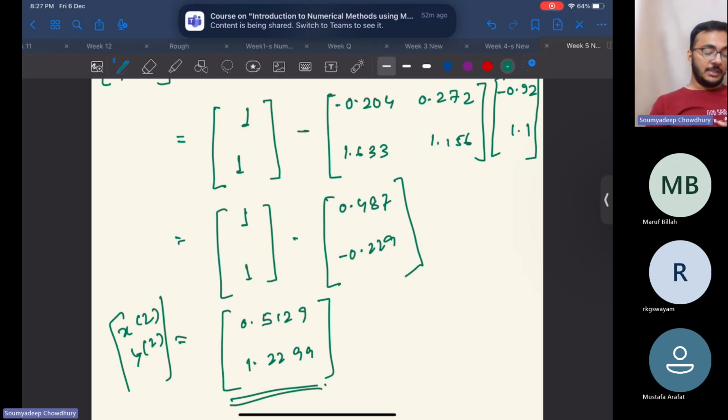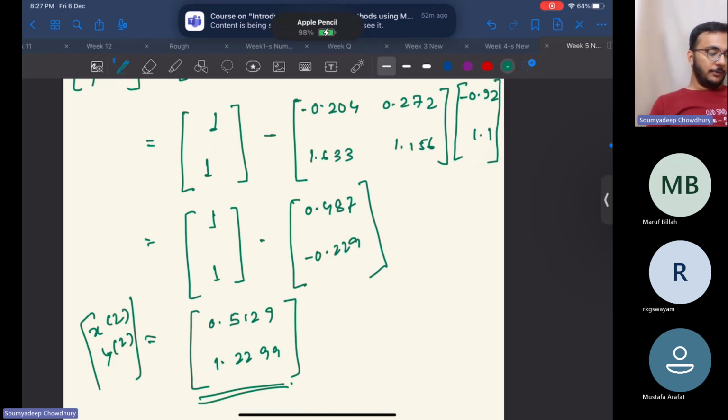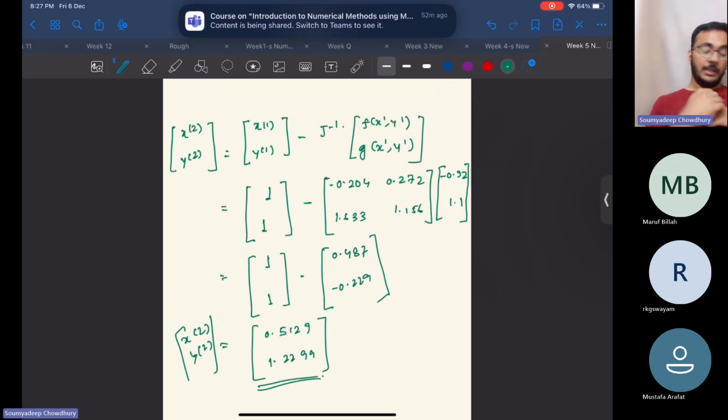Again, you have to repeat the same thing for x of 3, y of 3. In place of x of 1, again you have to recompute your Jacobian matrix and then do this whole process. So you can understand that this is a very cumbersome process, right? This is computationally very expensive. So what we do is basically use MATLAB or any programming software to do this.